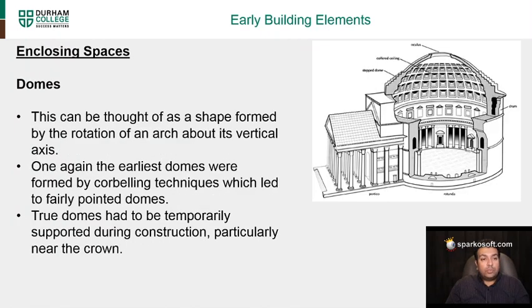Then you had domes. This can be thought of as a shape formed by the rotation of an arch about its vertical axis. Once again, the earliest domes were formed by corbelling techniques, which led to fairly pointed domes. True domes had to be temporarily supported during construction, so when they were supported, you had a more hemispherical structure. But before that, because they were corbelled with stone, they were more pointy structures.